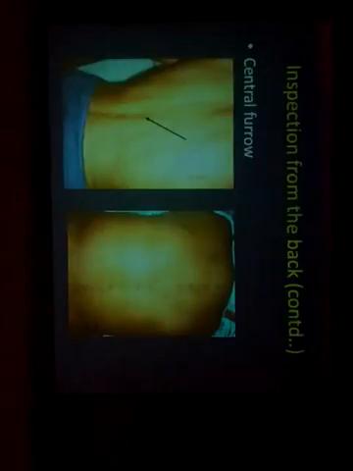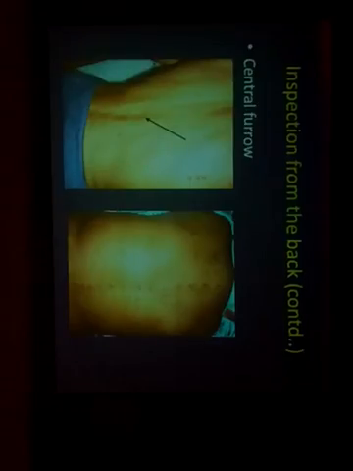When inspecting the back, there are 2 more points. You can make note of any swelling or any abscess, and if an abscess is suspected, it can be confirmed with aspiration. Look at the central furrow on the back: there can be an impression of a normal furrow, a deep central furrow, or an obliterated central furrow.